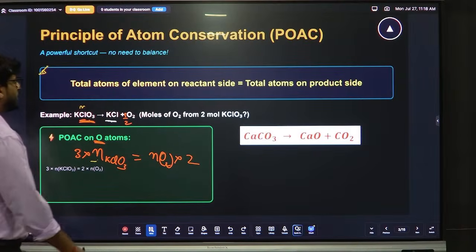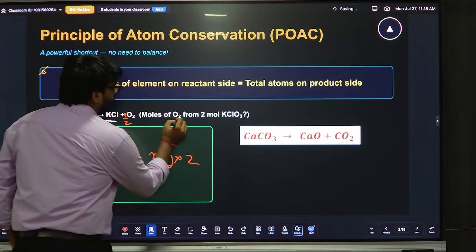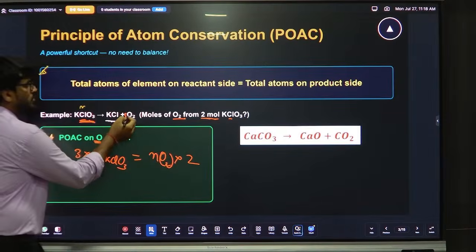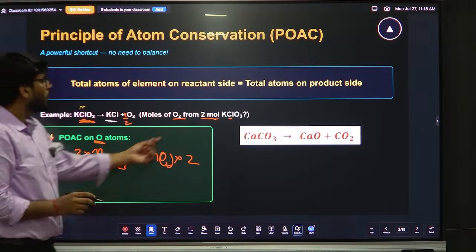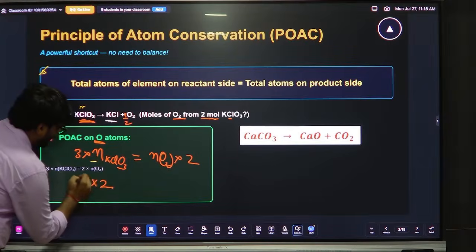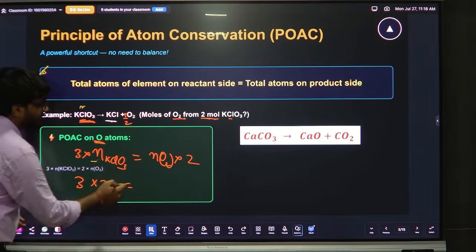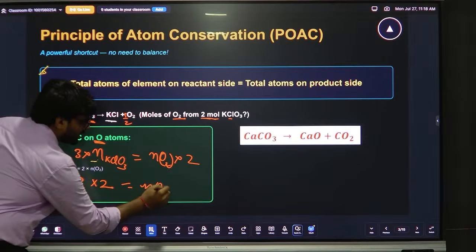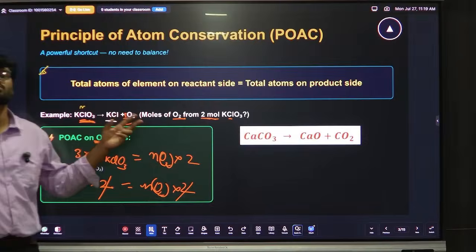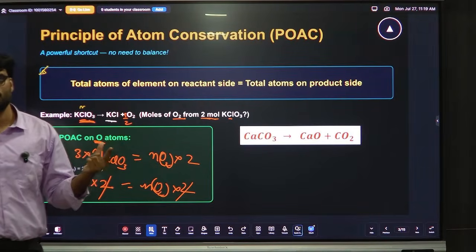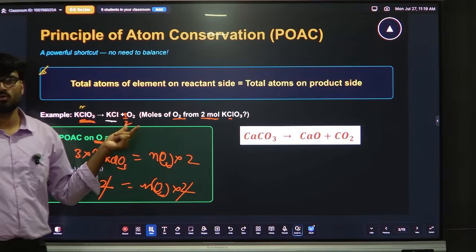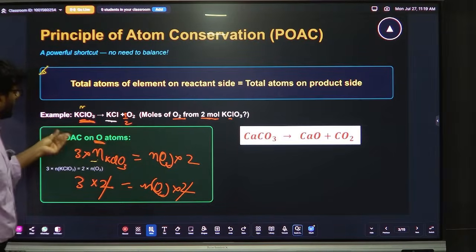So if the question asks how many moles of oxygen I will get from 2 moles of KClO3, then 3 into 2 is equal to the number of moles of oxygen multiplied by 2. This 2 and 2 will cancel. It means I will get 3 moles of oxygen atoms. We're not talking about molecules. So we have to balance the atoms.